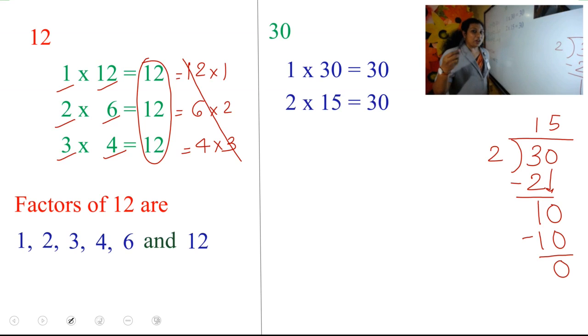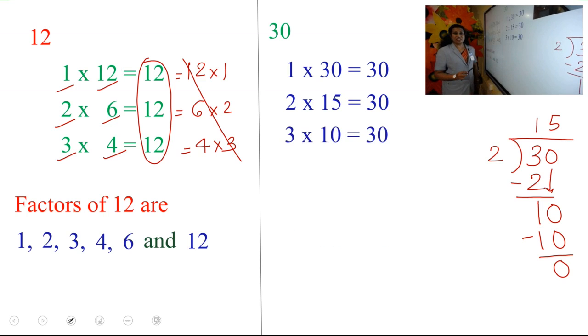Now, beside the table of 3, where will you get 30? 3 into 10 is 30. Table of 4: 4 sevens are 28, 4 eights are 32, which is greater. 30 is not there in the table of 4. 5 into 6, 30. 6, again repetition comes. So, we'll stop here. Understood?